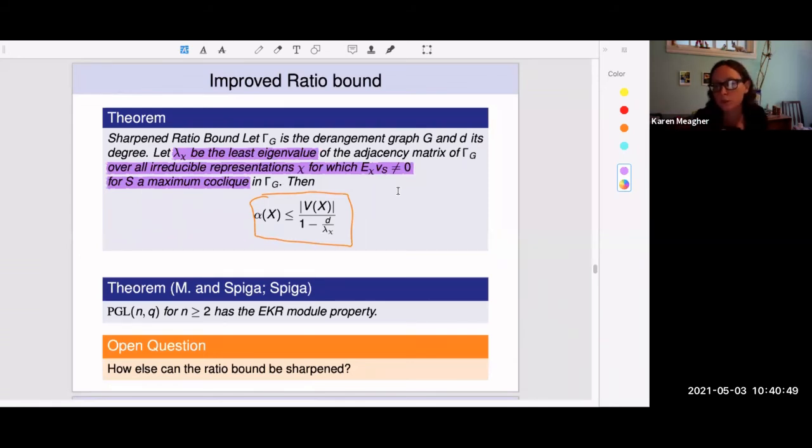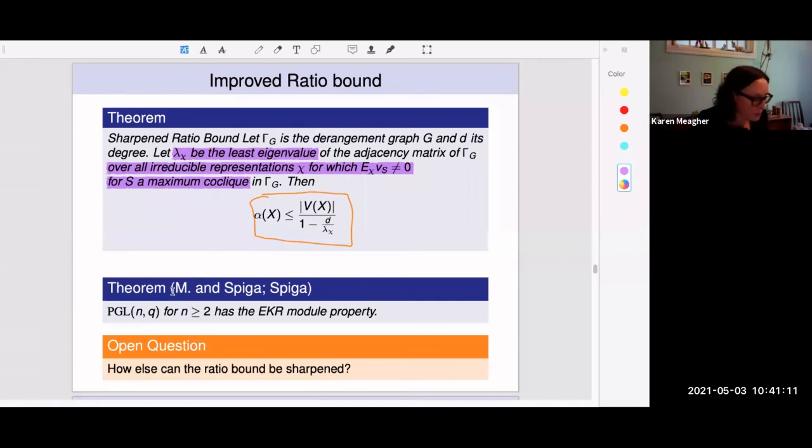And this is like what we do with the clique-co-clique bound. When we had equality in the clique-co-clique bound, if we had a module that a clique sat in, no co-cliques can be in that module either. So I don't care what eigenvalue corresponds to that irreducible representation. I don't need to include it in my ratio bound.